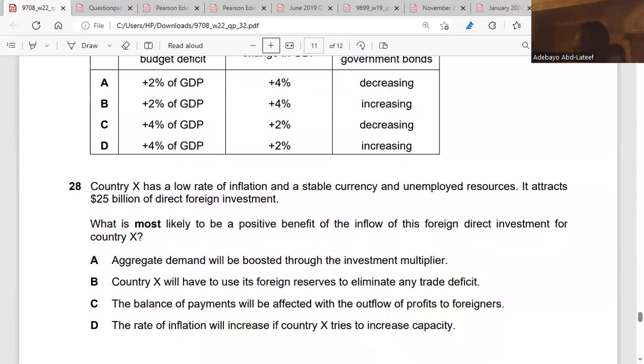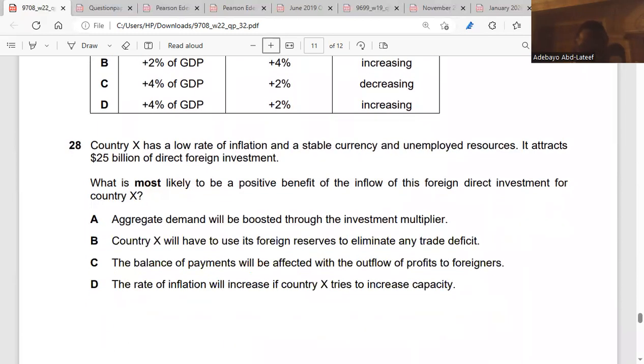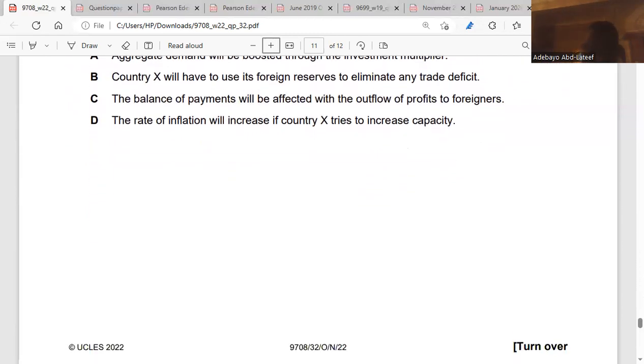28. Country X has a low rate of inflation, a stable currency and employable resources. It attracts $25 billion of direct foreign investment. What is likely to be a positive benefit of the inflow of this foreign direct investment for country X? Aggregate demand will be boosted. Yes, it will be boosted. Okay. So it's A.